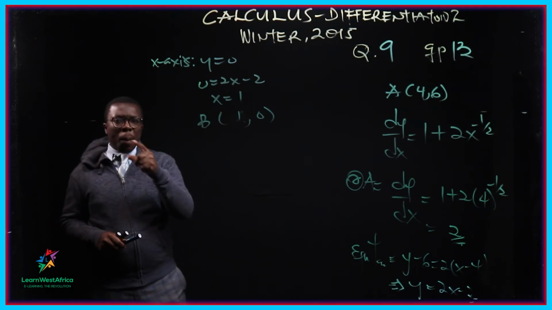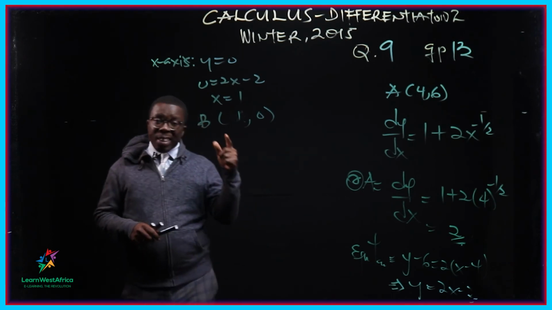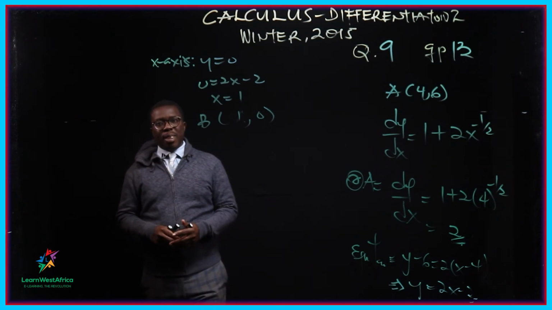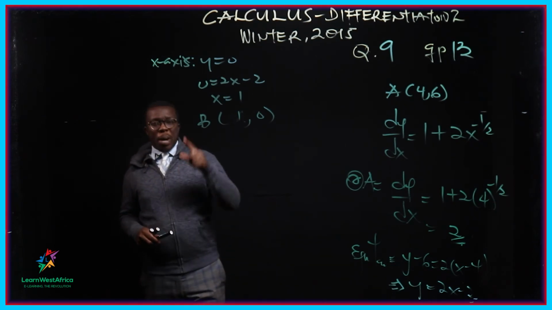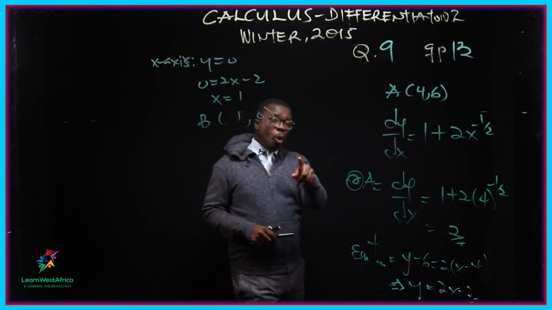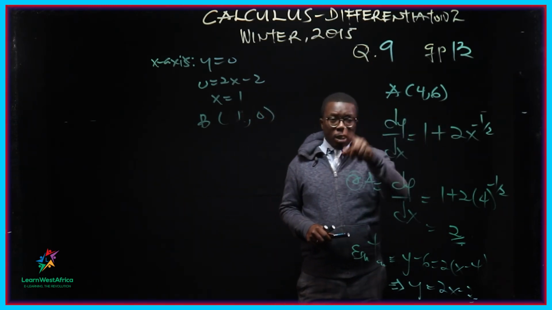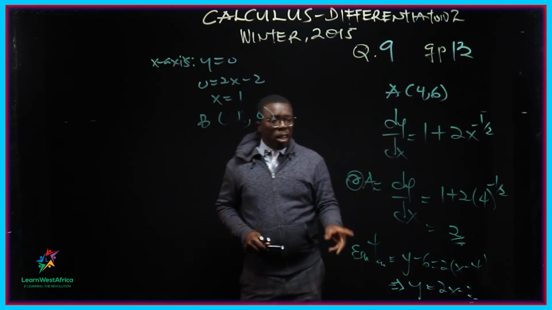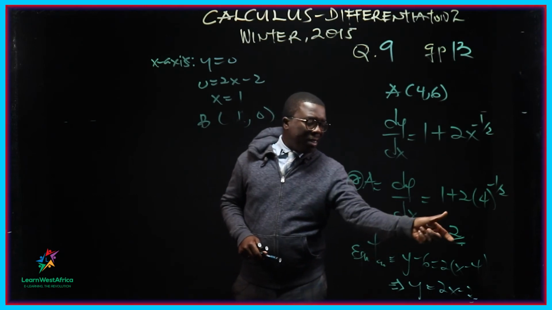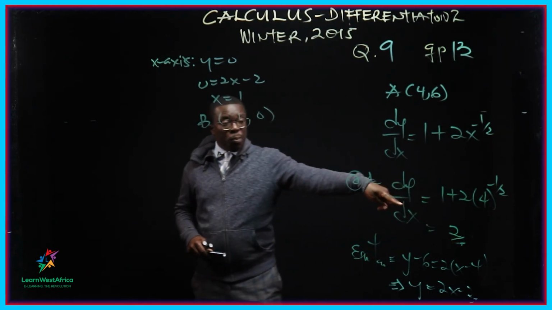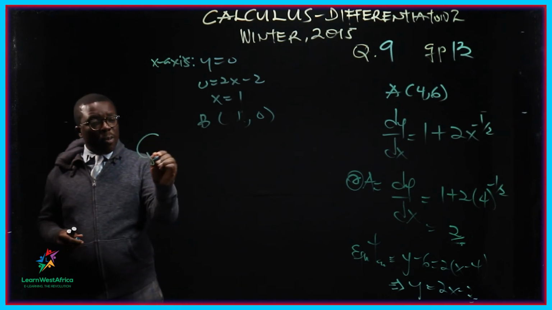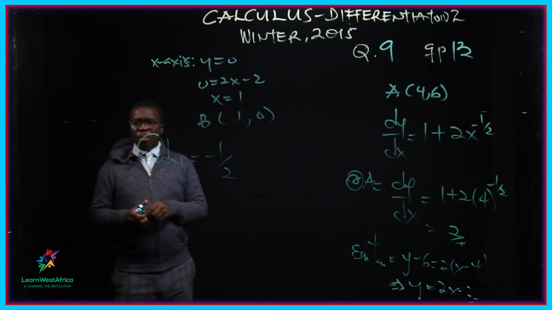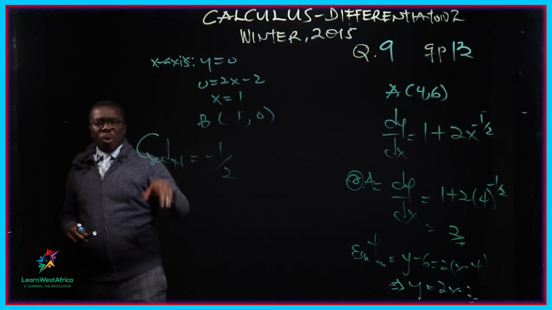Okay, so the other portion also says that the normal to this tangent at A also crosses the x-axis at C. So we also need to find the equation of the normal. But remember, the normal is always perpendicular to the tangent. Now, the gradient of the normal is the negative reciprocal of the gradient of the tangent. So if at point A we know the gradient of the tangent to be 2, then the negative reciprocal of that gives us the gradient of the normal: grad n is negative 1 over 2. Hope you are fine.